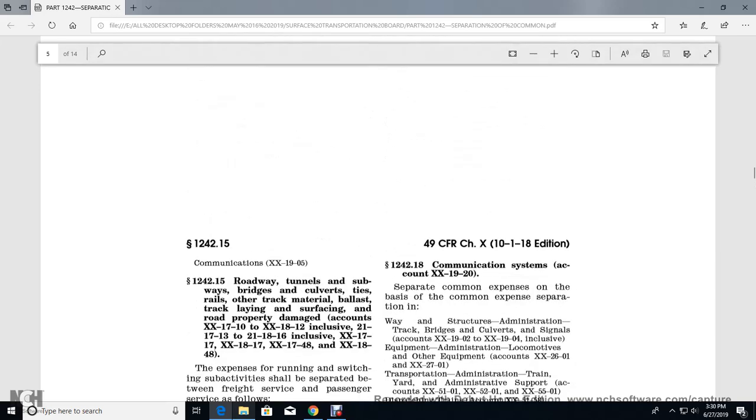1242.8, the communication system accounting, XX 1920, with the separate common expense for the base for the common expense for the separation, the structure of the ministry of the track bridge call for the signals, XX 1902 with the XX 1904 inclusive.